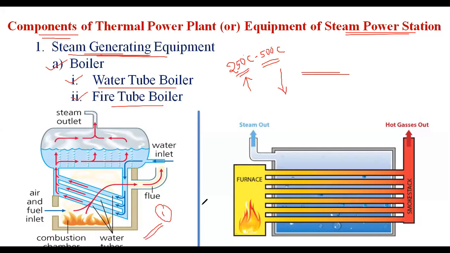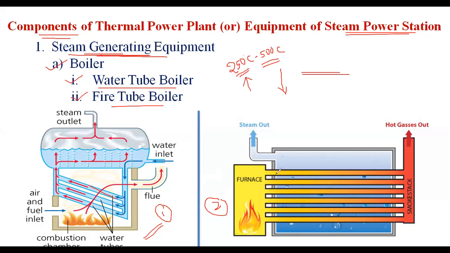This is the first one, and the second one represents the fire tube boiler. In a water tube boiler, water flows through the tubes and the hot gases of combustion flow over the tubes. You can observe here that the water is flowing inside the tube, surrounded by fire. But throughout the world, all power plants use only the water tube boiler.